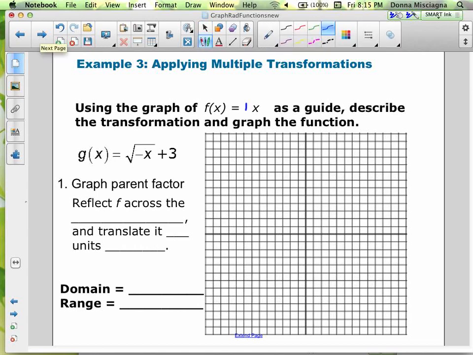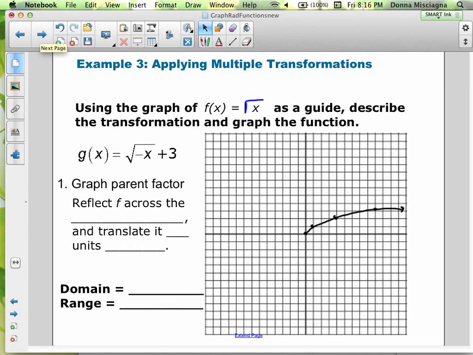We need to first graph our parent function, which is the square root of x. We just did it: (0, 0), (1, 1), (4, 2), (9, 3). If we had more space, we'd also graph (16, 4), but we don't, so we won't. I overshot just a teeny bit, but you can see where my points were really aiming. That looks a little bit better.